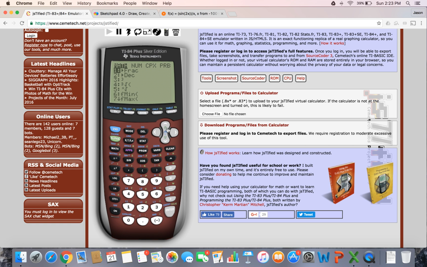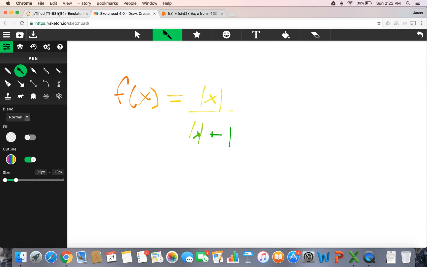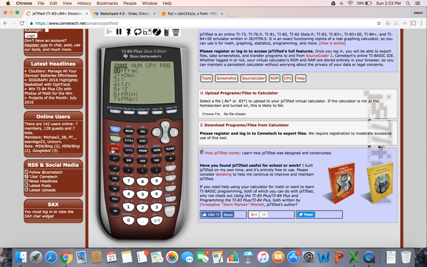Math, number, absolute value, put in my variable. Oops, I should put parentheses around this. So it should be parentheses, because I want to divide by the whole thing, absolute value of x plus 1. So parentheses, math, number, absolute value, and I'm doing that of x, close that, plus 1, and then close that parentheses. Hopefully that works. Let's see what the graph looks like, and I'll do zoom standard.